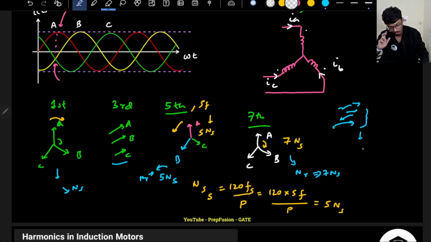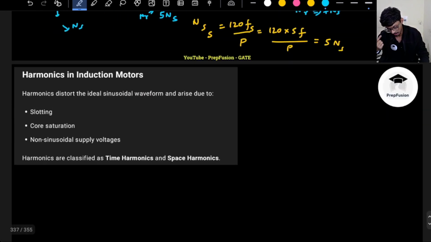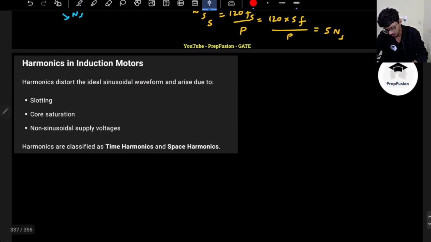Or sometimes cogging and crawling, like these harmonics are there. Actually it is not exactly cogging or crawling, but due to these harmonics the rotor rotation won't be smooth. Okay, so that's why we generally don't want harmonics on the supply end, right? That's why we avoid it, but of course you cannot totally avoid it. There will always be harmonics. Okay, so harmonics distort the ideal sinusoidal waveform, and they can arise due to the following reasons.